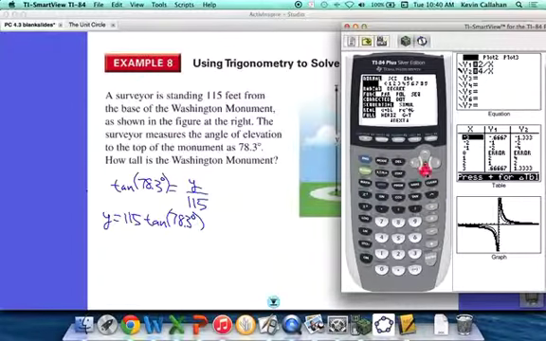So we have to go to the mode here and change it from radian to degree. So go down, enter, and now go back to the screen and do it again: 115 tan 78.3, 555 feet. That sounds more like it.